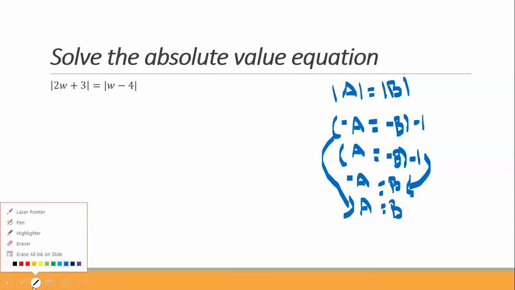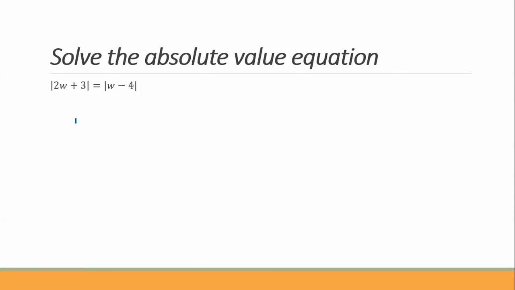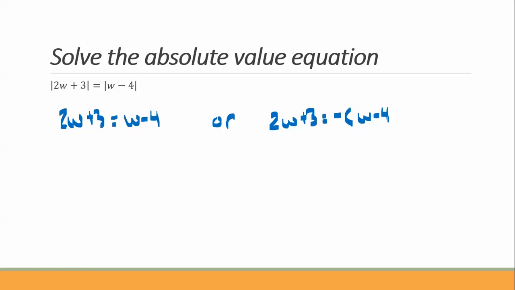So for this one, we can do 2w plus 3, that's our positive, equals the other positive, w minus 4. So positive equals positive. We just write it exactly like it is, only without absolute value signs. Or 2w plus 3 equals negative of the whole inside of the second one.